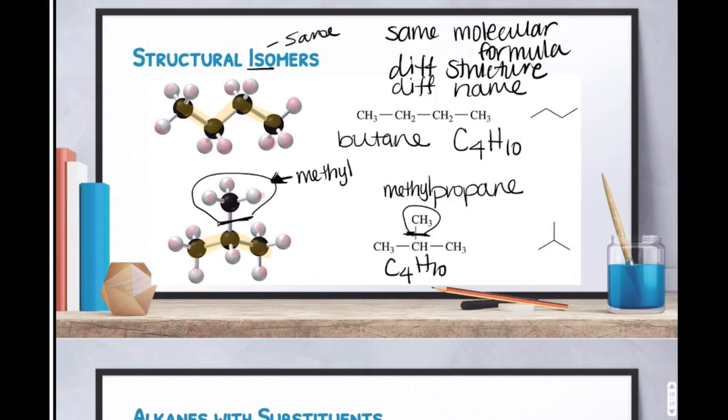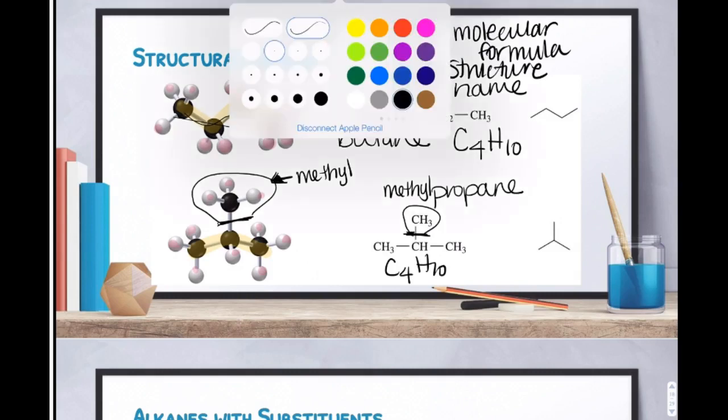And we can label where that methyl group is. For this one, you don't have to because there's only one place it can be. If you take this methyl and you put it on this carbon, you just make butane again. Or if you put it on this carbon, you just make butane. So it can't be on carbon number 1 or 2, or 1 or 3.